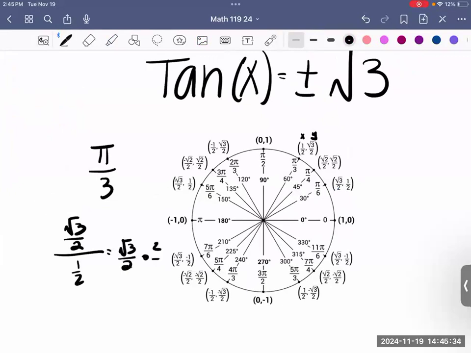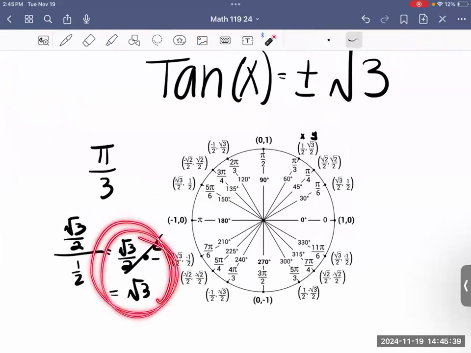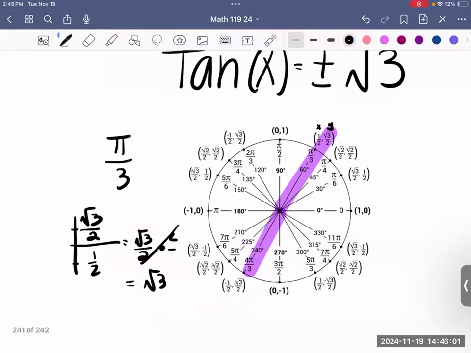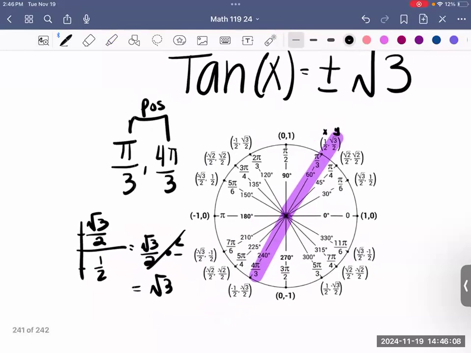Sorry, times 2 over 1. So you're left with root 3. Now this is where a positive root 3 is going to occur. So at pi over 3, that'll happen. Where else will a positive occur? Well, a positive will also occur at 4 pi over 3 because they are both negative. If we change them to be both negative, they cancel each other out and give the positive half. So pi over 3 and 4 pi over 3, these will provide both positive values.